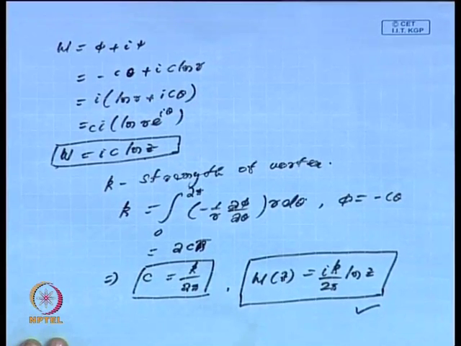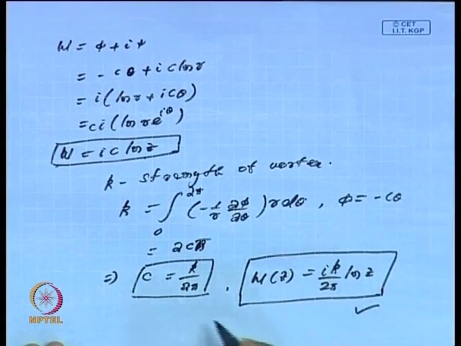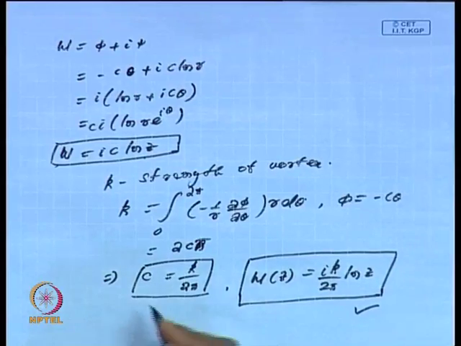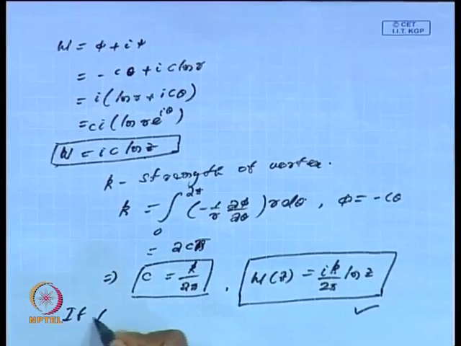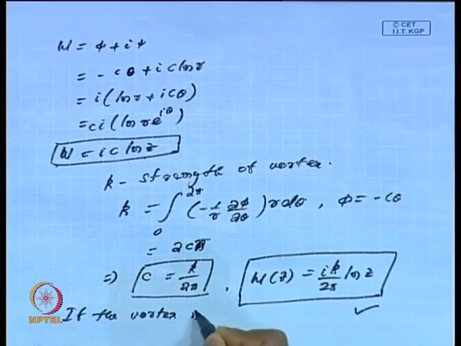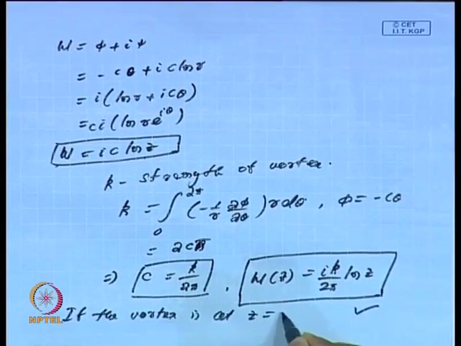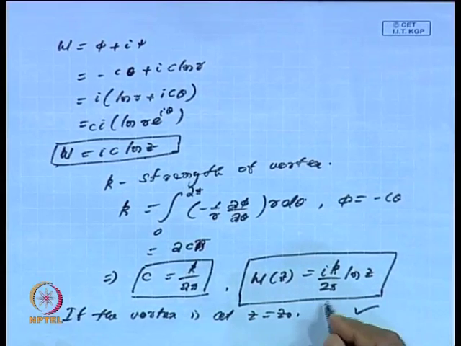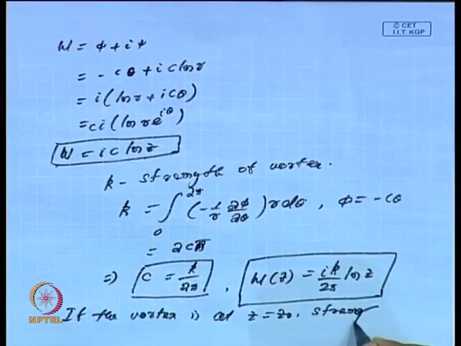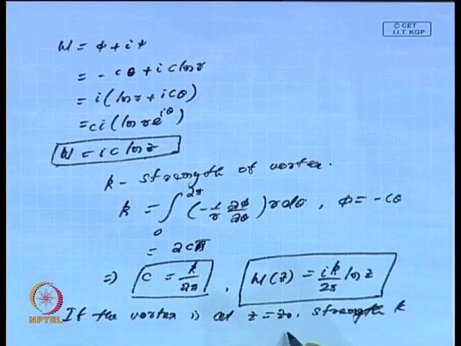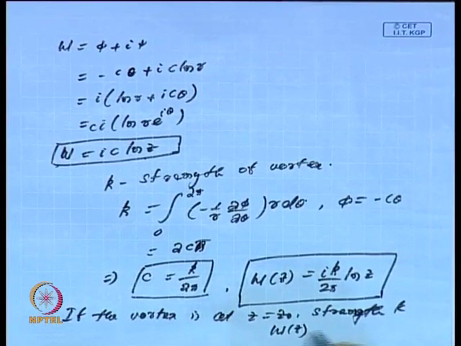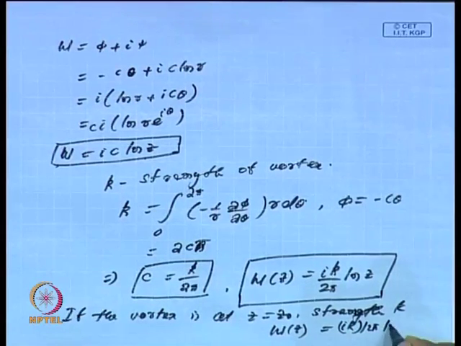So, what will happen if the vortex is at z is equal to z naught, and it is of the same strength k? Then my w(z) will be i k by 2 pi log of z minus z naught.